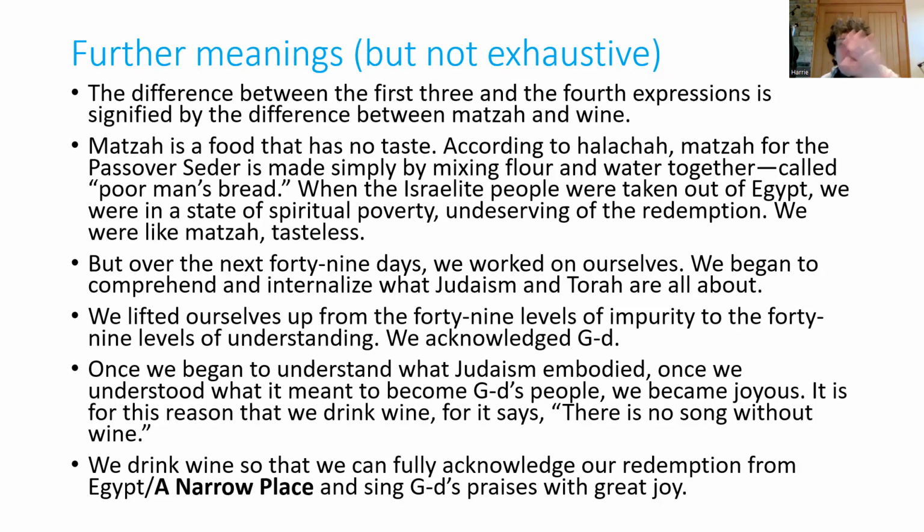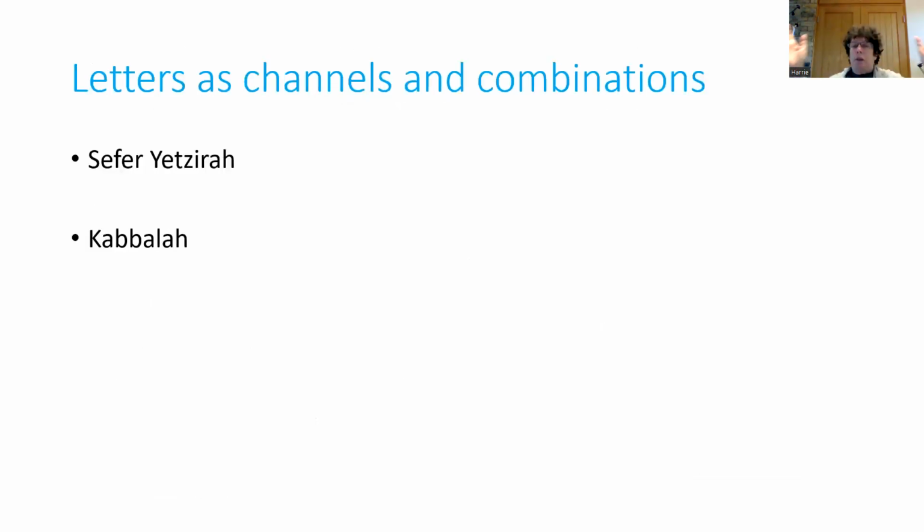So letters have links to all these stories and numbers and gematria and stuff like that. They also work as channels and combinations, like the Gimel chasing after the Dalet, to describe the universe and how we're meant to be in it. And there's 2 real big sources that I'm going to delve into as we go along now. One is called Sefer Yetzirah, which is very ancient. Some people say it goes back to Abraham. Most people would say it goes back a couple thousand years.